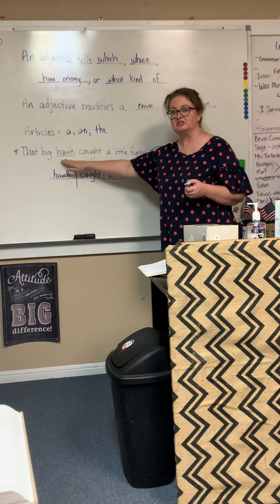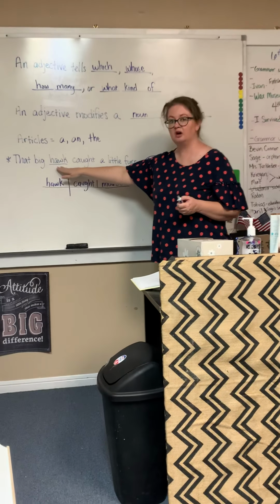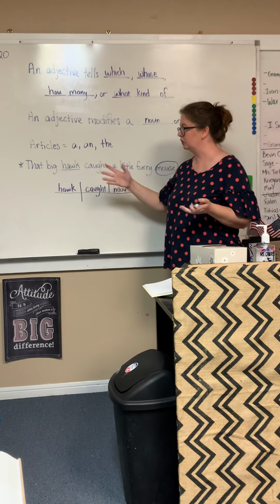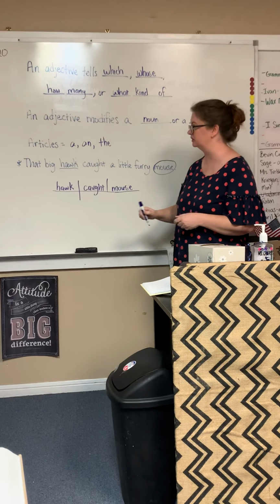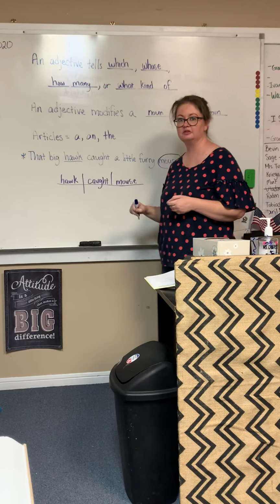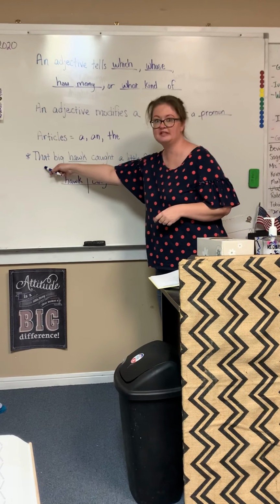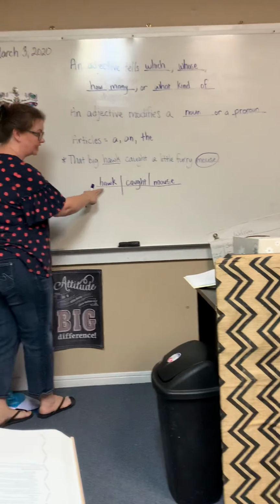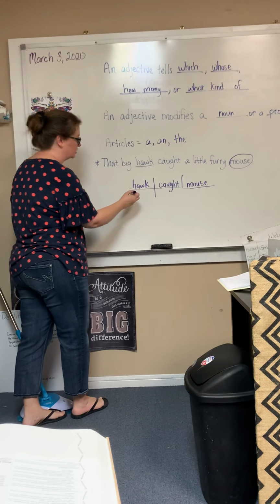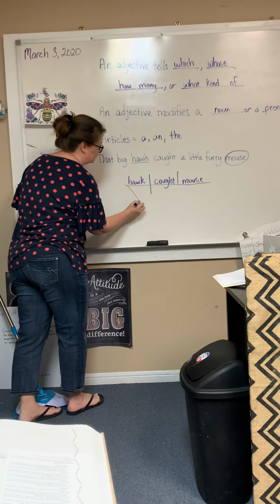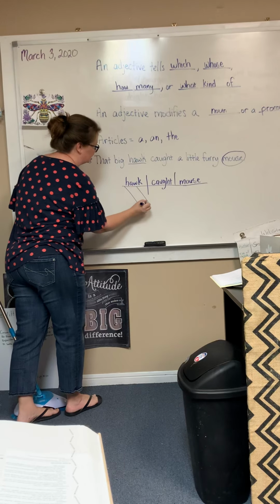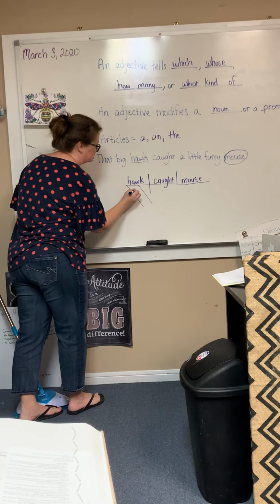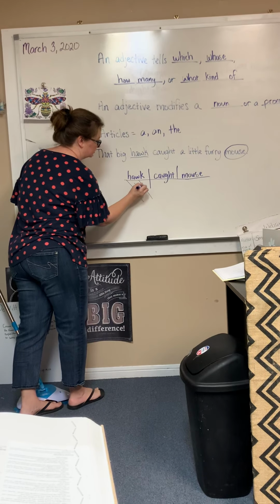Now, I've got to find my adjectives. So here's my noun, hawk. What kind of hawk? Well, he was big. Which one? It was that one. Okay, so when I go to diagram my adjectives, I find the noun that it changes or describes, and I draw slanted lines underneath it. That, big.